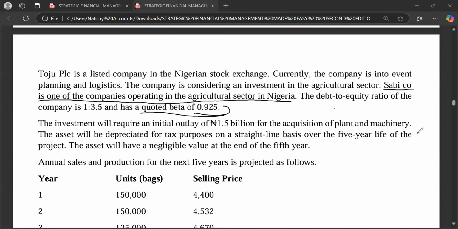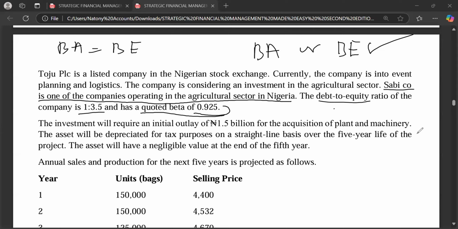So is this quoted beta a beta of assets or beta of equity? I'm going to look at the capital structure. Is there debt in the capital structure? The debt to equity ratio is this. So that means there's debt in the capital structure. The company is not all equity financed. So it does mean that this quoted beta that is given is a beta of equity. And I need to convert it to beta of assets using this formula, beta of assets equals beta of equity, and so on and so forth.